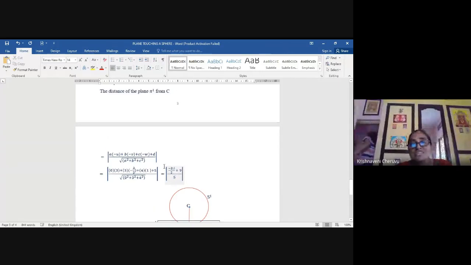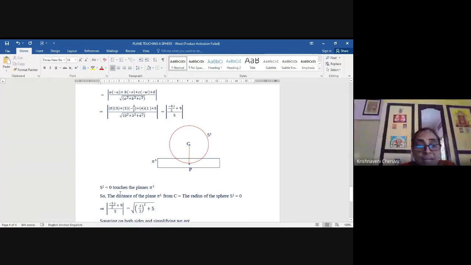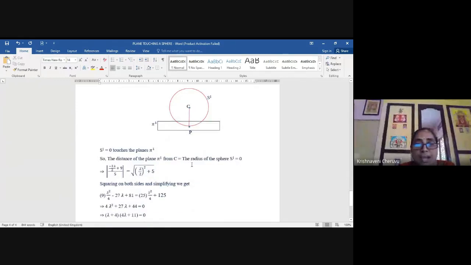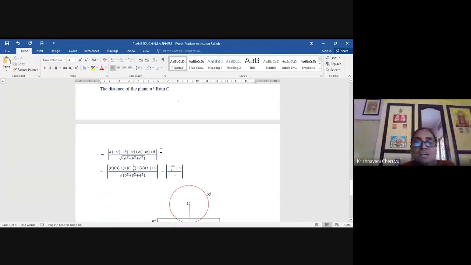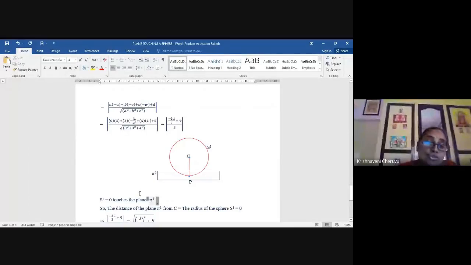So now this is the distance of the plane from the center of the sphere. But he gave you that this sphere touches the plane. So once a sphere touches the plane, the distance of the plane from the center is equal to the radius of the sphere. The distance you got as this much and the radius you got as this much, so you equate them. In the previous problem, you were asked to show whether this plane touches the sphere, so you found out the radius and the distance of the plane from the center separately, and you got the same. So you equated them and confirmed that the plane is touching the sphere. Here in the question, he gave you that the plane touches the sphere.